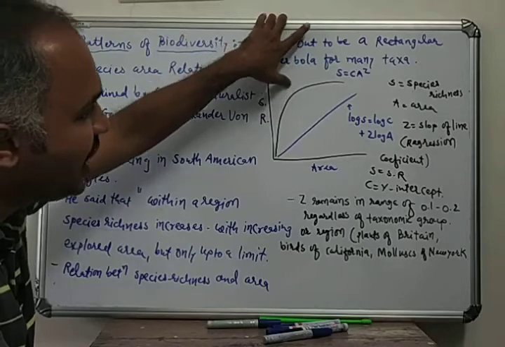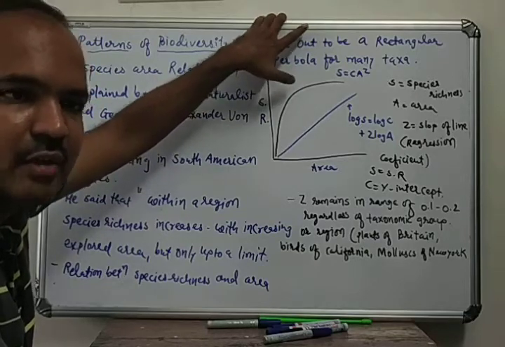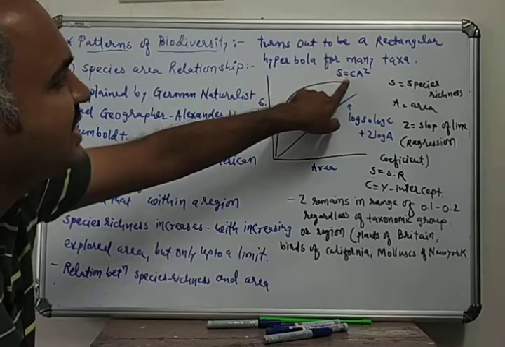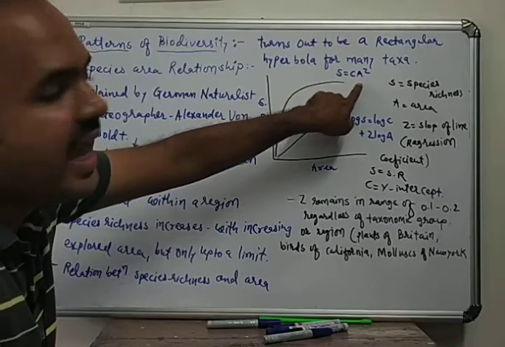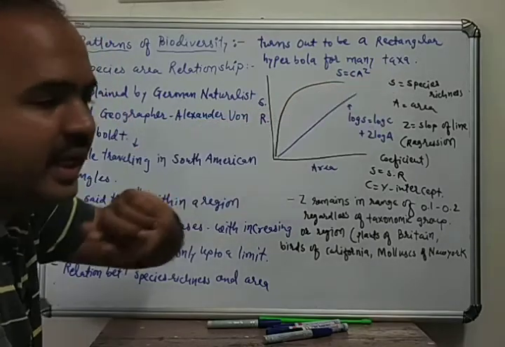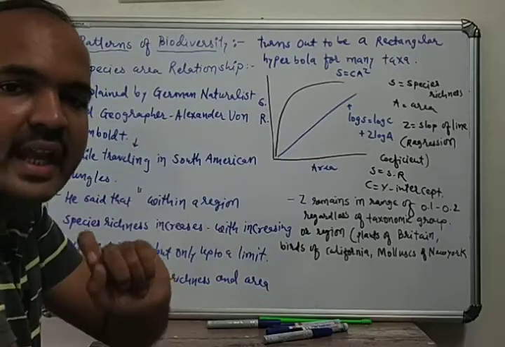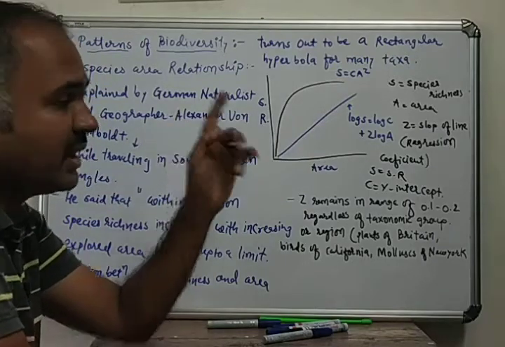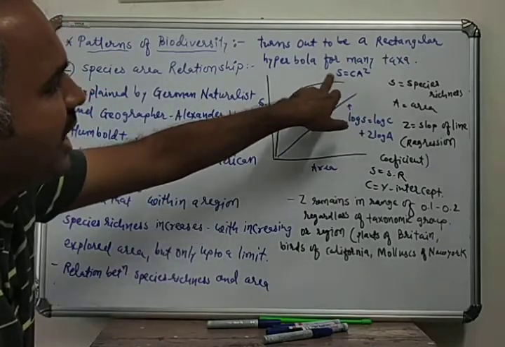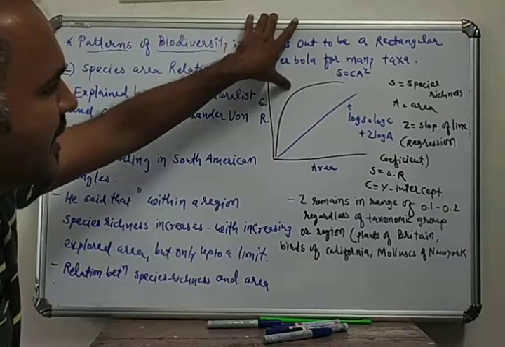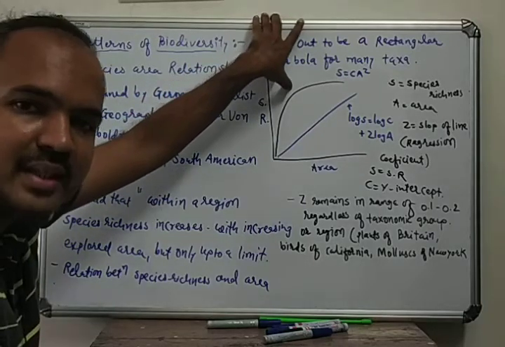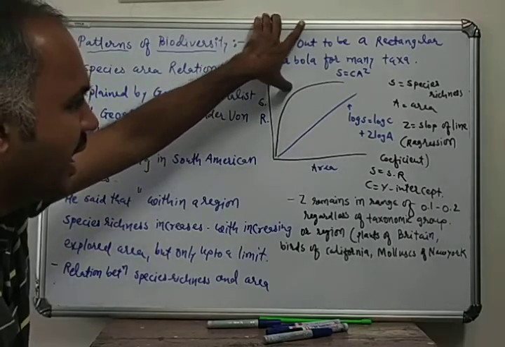The equation of this graph is S is equal to C A raised to Z. Okay, this is the equation of this graph, and this graph is a rectangular hyperbola.